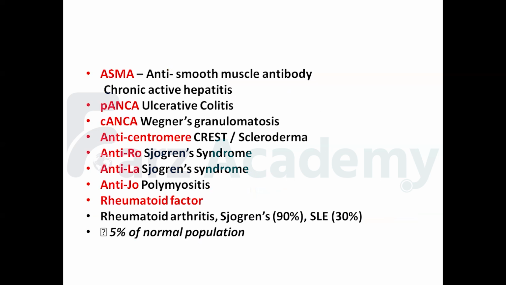Anti-smooth muscle antibody is found in chronic active hepatitis. pANCA, as we have read before also, is in ulcerative colitis. cANCA is in Wegener's granulomatosis, anti-centromere in CREST and scleroderma. Anti-Ro antibody and anti-La antibody are both in Sjogren syndrome, and anti-Jo antibody in polymyositis. Rheumatoid factor is present in rheumatoid arthritis, as well as Sjogren in 90% of the cases, and SLE in 30%, and it can be present in 5% of the normal population also.